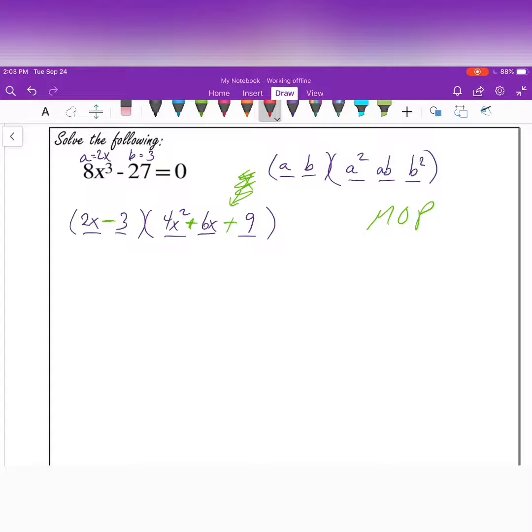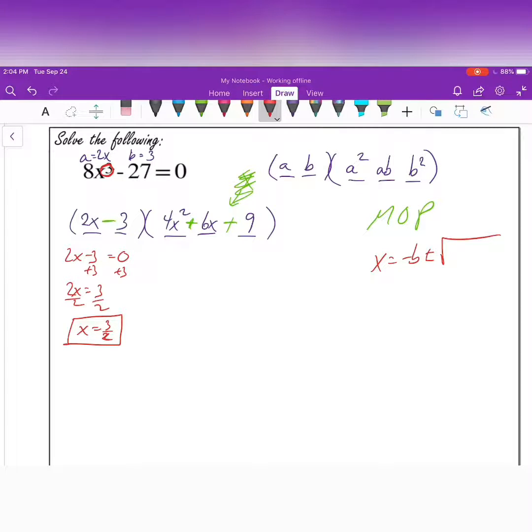And generally it won't work when you're doing the mop technique, generally that quadratic won't work. So take the first parenthesis, set it equal to 0, and you can simply add 3. So you have 2x equals 3, and divide by 2. So x equals 3 halves. And I would circle that. You've got one of the answers. Now don't forget there are 3. So with this second half, though, since it doesn't factor, you have to use the quadratic formula.